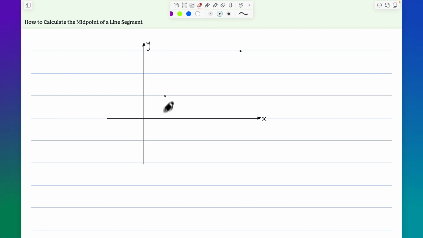Actually, let's make sure we label these. This is going to be point 1, which means it has x value x1, y value y1. And this is point 2, which means it has x value x2, y value y2. If you have a line connecting these two, which is a line segment, because straight lines don't usually end, what is the midpoint? How do I calculate the coordinates of the midpoint between these two positions?